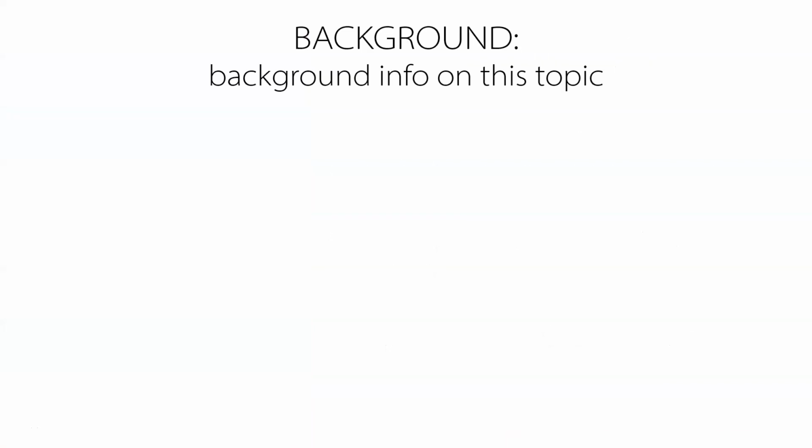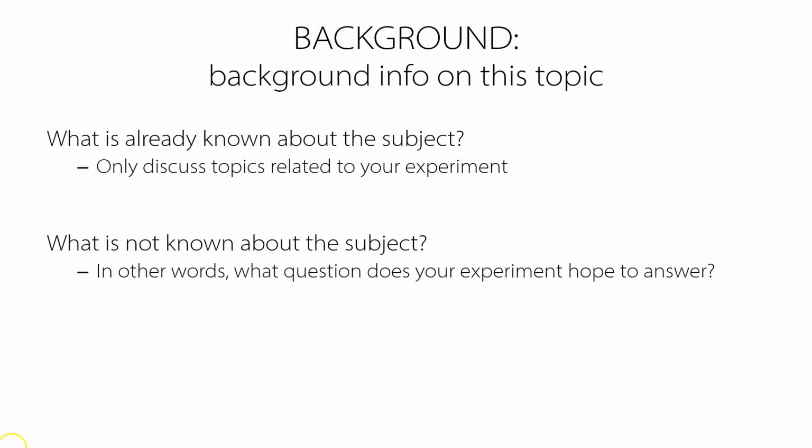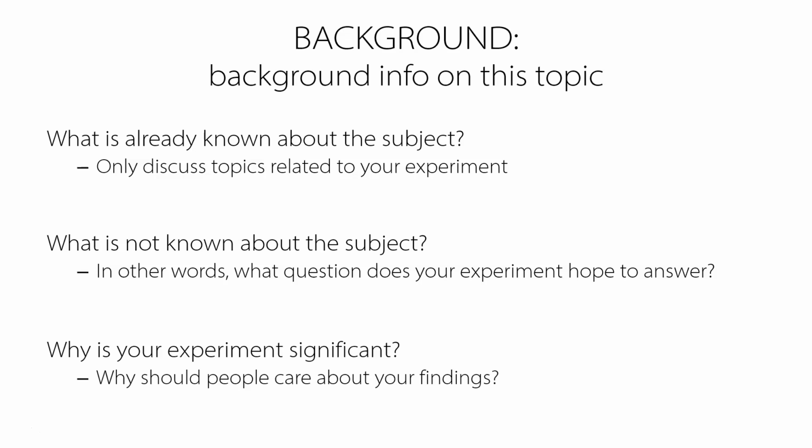The background should give the reader enough information so that they can understand the article. It should answer questions like, what's already known about this subject? What's not known about this subject? In other words, what question does your experiment try to answer? And why is your experiment significant? Why should people care about your findings?